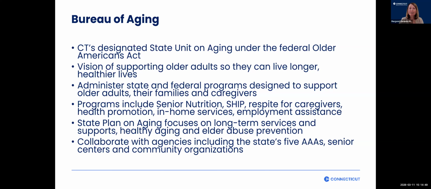We also have a 3-year state plan on aging, and our goals for that are long-term services and supports, healthy aging, and elder abuse prevention. We collaborate with so many different agencies, including our 5 area agencies on aging in Connecticut, our senior centers, our municipal agents for aging, community providers, and of course, the Tech Act as well. Next slide, please.